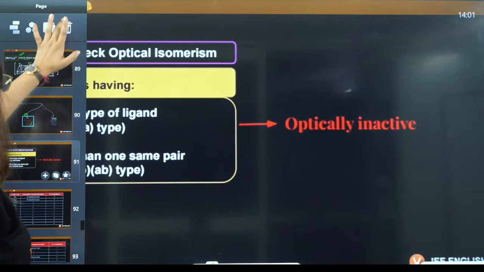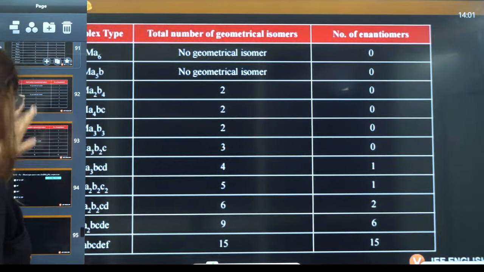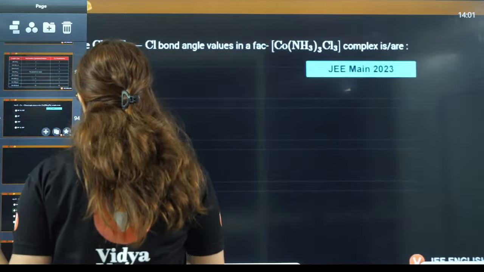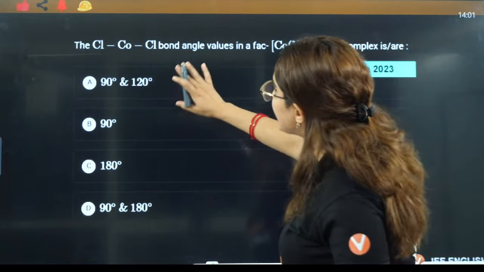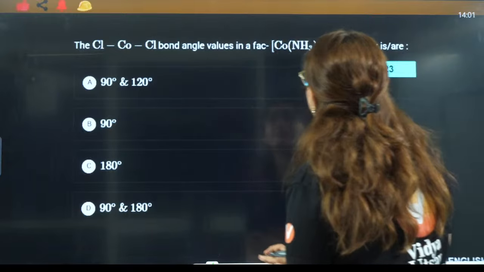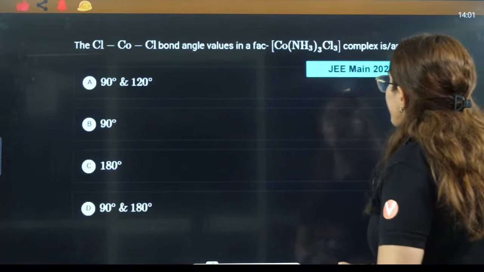Right, everybody? Tell me, is that clear? Now let's do some questions on that. First, what are the Cl-Co-Cl bond angle values in the facial complex?